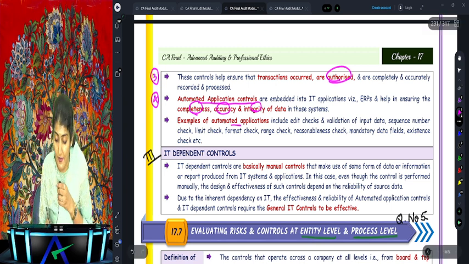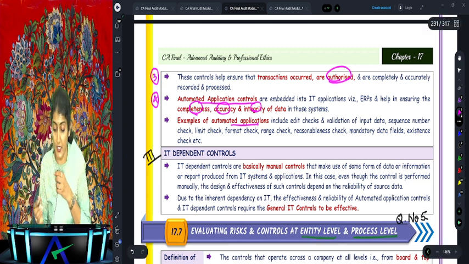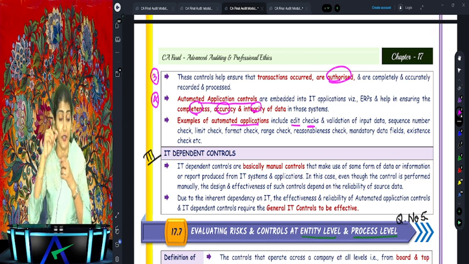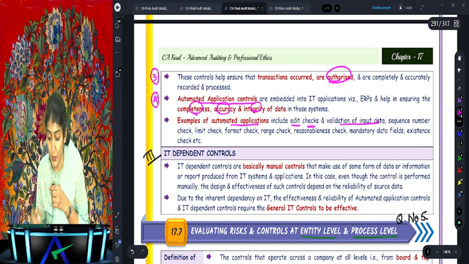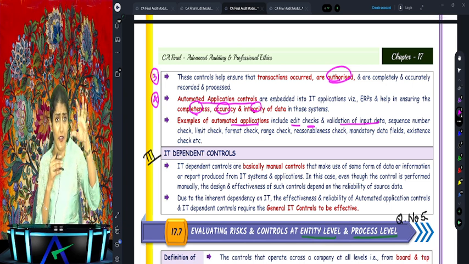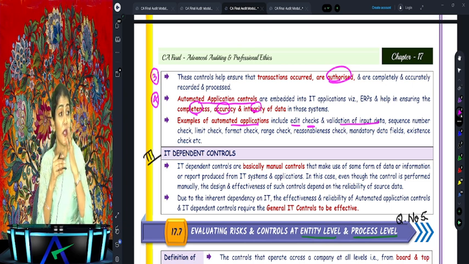And what are the examples of automated application controls? Edit check, like who can make changes to that particular data. Validation of the input data. So if by mistake you're making some payment through your debit card and you put the wrong debit card details, what does it say? Incorrect data, your transaction doesn't go further. So it's validation of the input data.